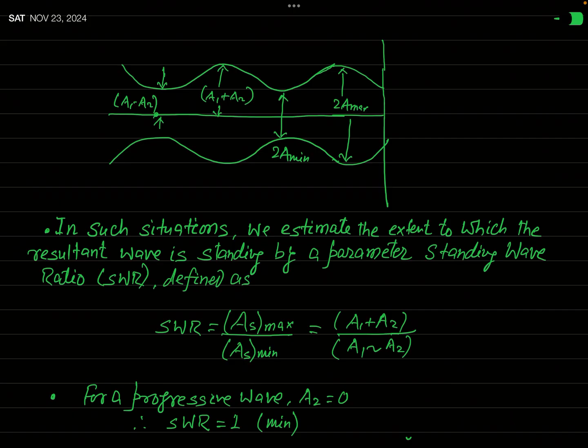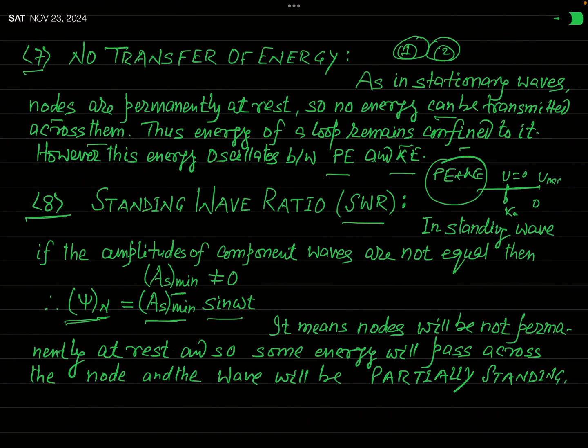So you can say that in a strict sense, this wave is not a pure standing wave. In this condition, we simply say that the wave is partially stationary, not purely stationary. So I have mentioned it here. It means nodes will not be permanently at rest, so some energy will pass across the node and the wave will be partially standing. Have you understood?